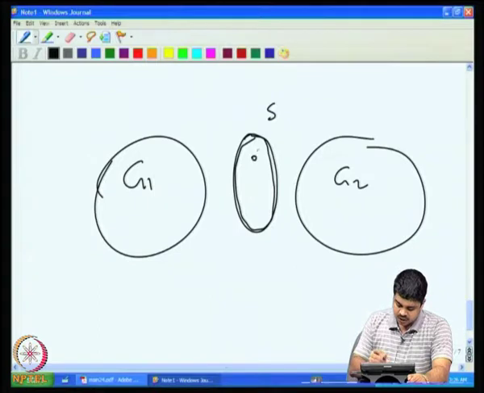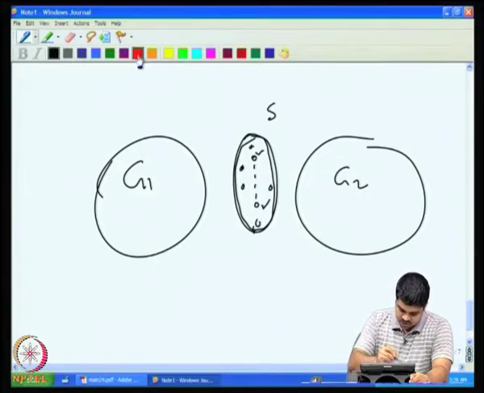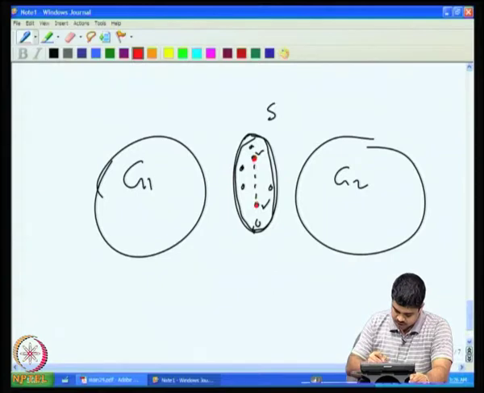Suppose it is not a clique, what can happen? Then there are at least 2 vertices there, because if it is just one vertex, it is a clique. Moreover, since it is not a clique, there should be 2 vertices such that they are not adjacent to each other. So, let this be the 2 vertices which are not adjacent to each other. We will mark it with red.